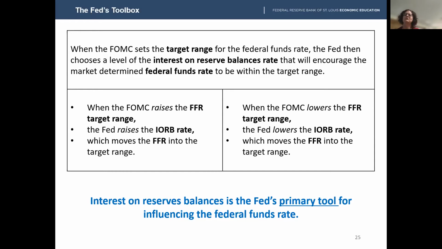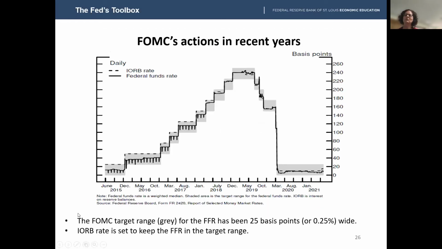On the next slide, you can see that this tool is doing a really good job over time. What you can see here is from 2015 to the present, the gray region is the target range the Fed has set for the FOMC. In 2015, the target range was near zero. These are basis points on the y-axis. So the gray region on the left is 0 to 25 basis points, or 0 to 0.25, or a quarter of a percentage point. So the gray region was near zero.